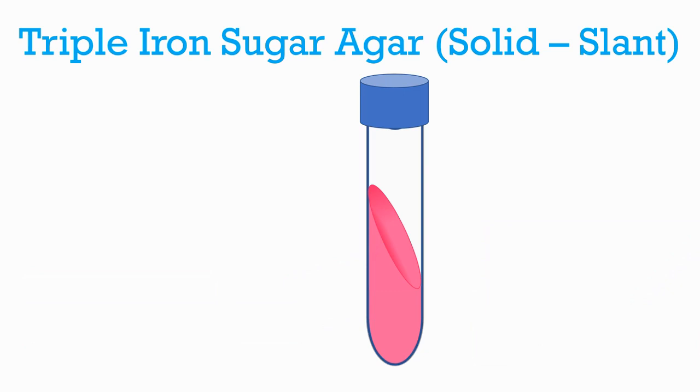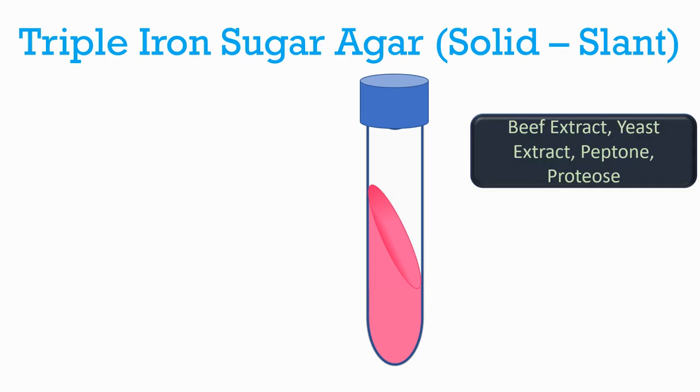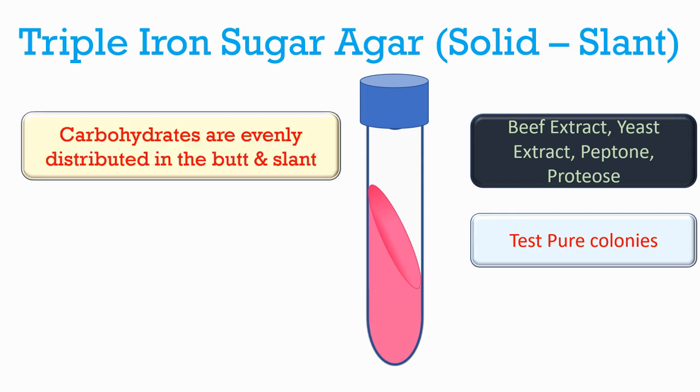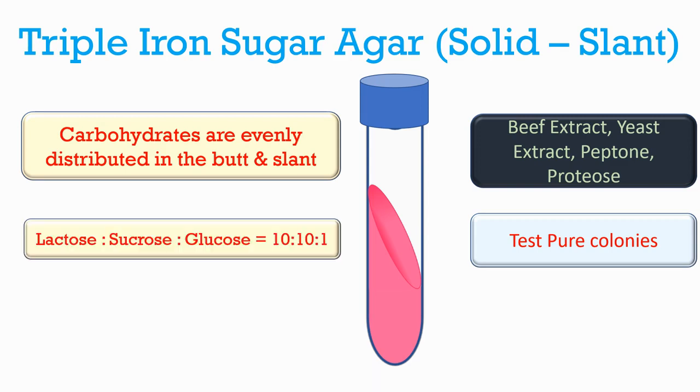Also, the TSI agar is very rich in nutrition by the presence of beef extract, yeast extract, peptone and proteose. It grows most bacterial species, so it should be used for testing bacterial species selected from a single pure colony. Carbohydrates are evenly distributed through the slant and butt of the tube, and the concentration of lactose to sucrose to glucose is 10:10:1.